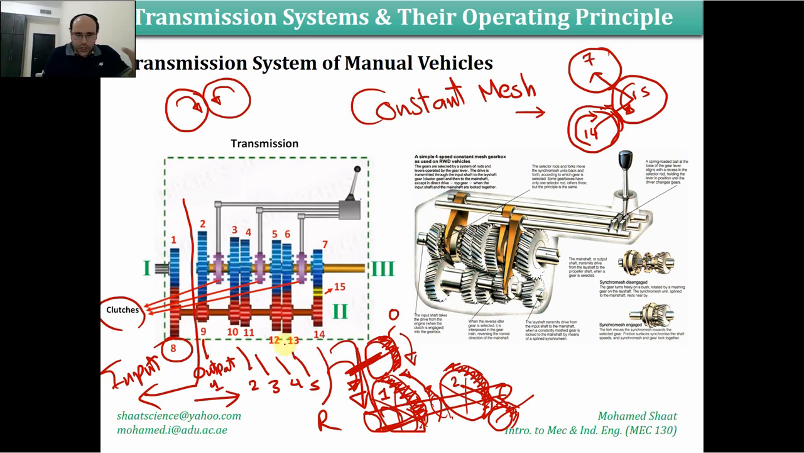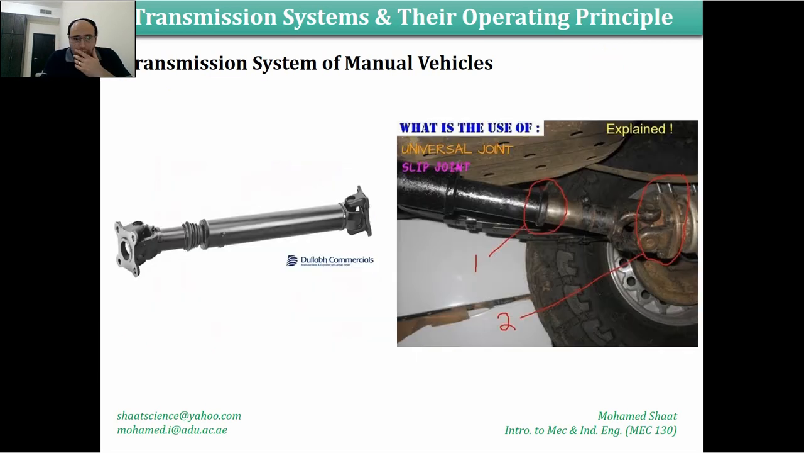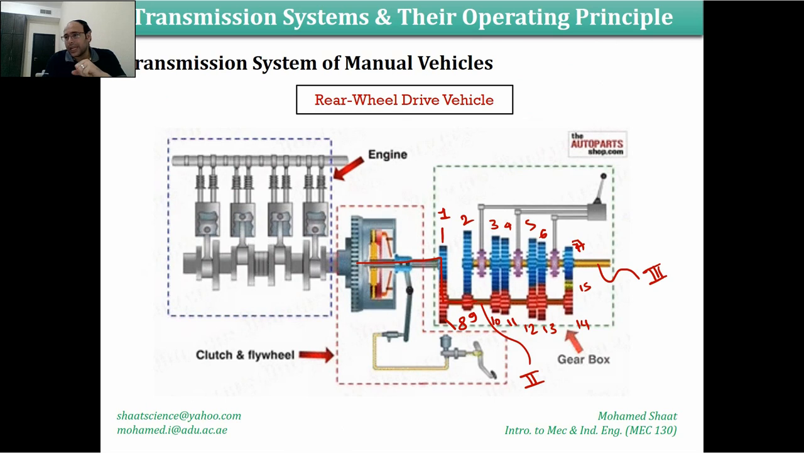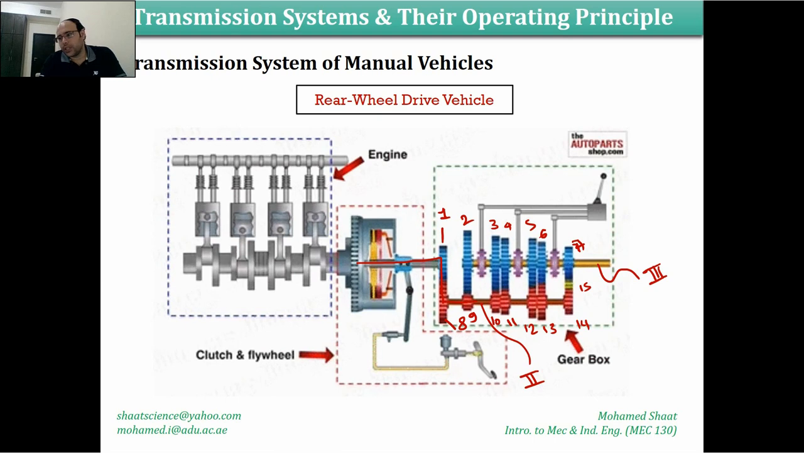This indicates that if you connect through 14, shaft 3 will rotate in a direction opposite to the direction if you connect to any one of the other gears. Why? Because 9 is opposite to 2, 10 is opposite to 3, but here 14 and 7 have the same direction. So this gives two directions. If you connect through these gears, you're moving the car forward. If you connect through 14, 15, 7, this is the reverse gear. Make sense? So this is in detail how this mechanism works and how we shift between the different gears for this typical example of a transmission system.